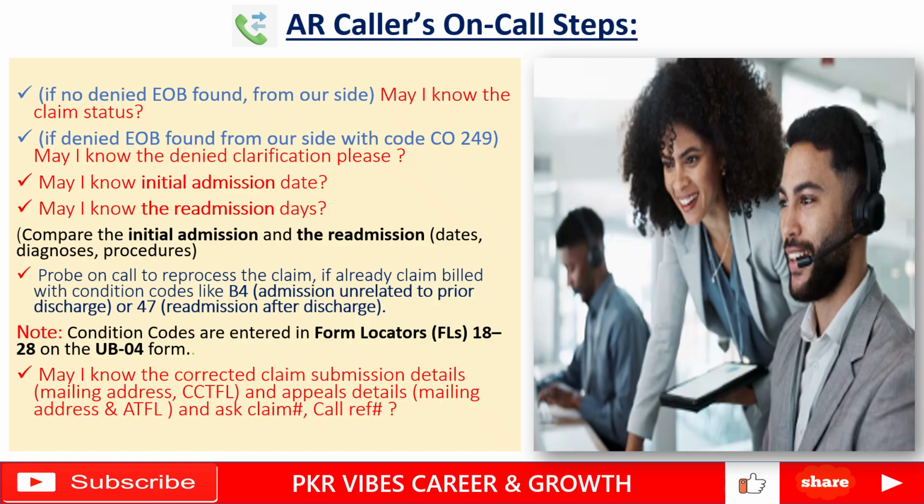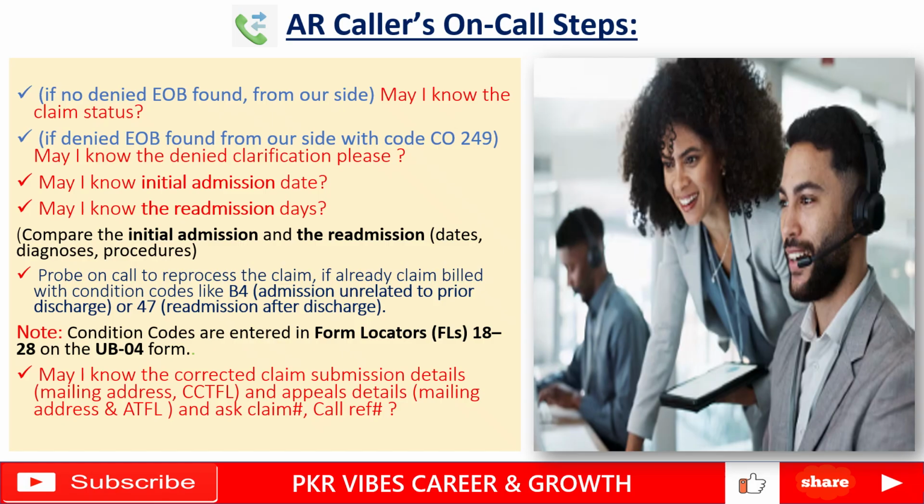If a denied EOB was received from the insurance and posted in our PMS with the denial code CO 249, your question will be slightly different, because we know the status: it was denied by the insurance. Then our question might be like this: hi, this is Thomas, I'm calling from provider's office checking on a denial clarification, please. Yes, we got a denial, but we want clarification on why this claim was denied.